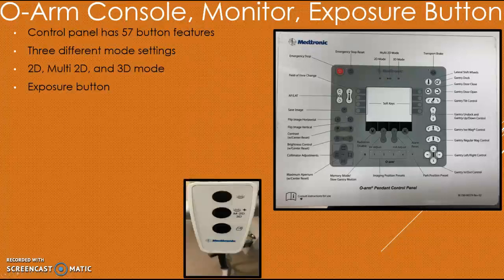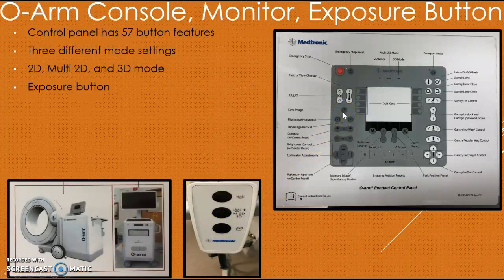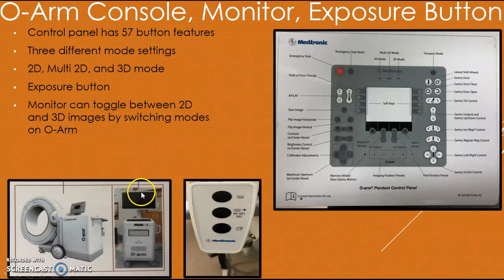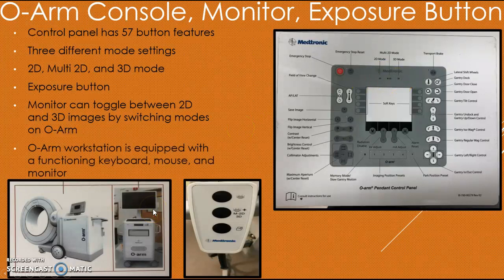You also have your exposure button. This is what it looks like. The top button is for 2D and live fluoro. For live fluoro, hold down; for one exposure, push it one time. Here is the button for M2D and your 3D scan. And this is the safe button, which is also located here on the console. This is what the O-arm looks like. Here's the console and monitor. You can toggle between your 2D and 3D images here on the screen just by pushing 2D over here or 3D. It also comes with a keyboard, mouse, and a monitor.